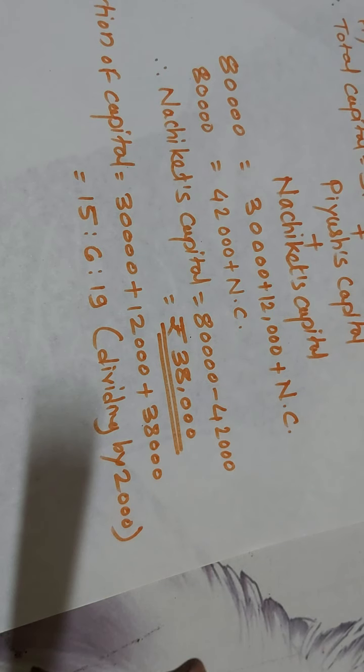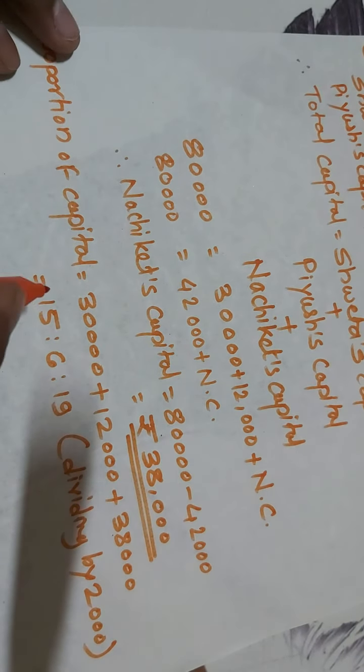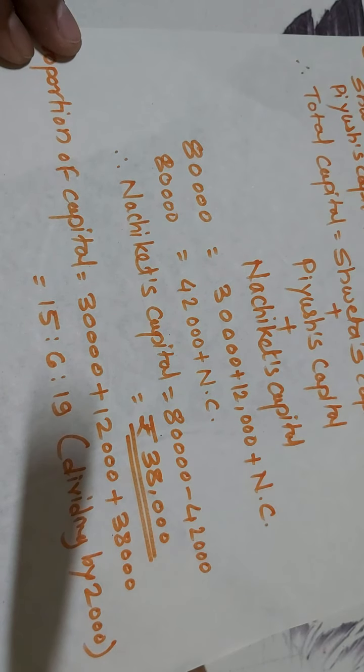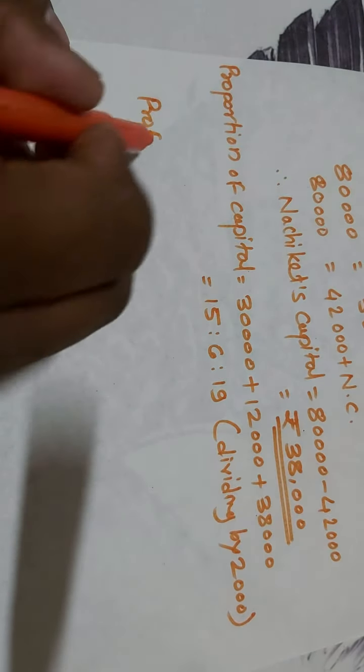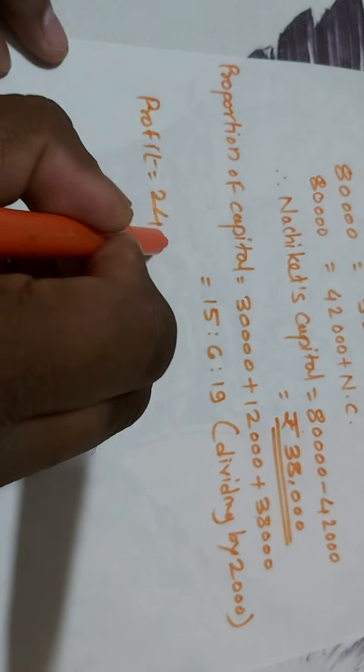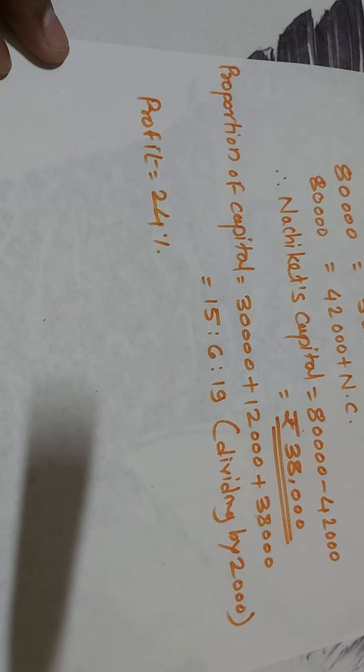So here we have to write profit is equal to 24%. Now students, here their profit percentage is given. Now here we can directly find out Nachiket's profit, because they ask only what was Nachiket's investment and what was his share of the profit. That's it. So now we'll directly find out Nachiket's profit.